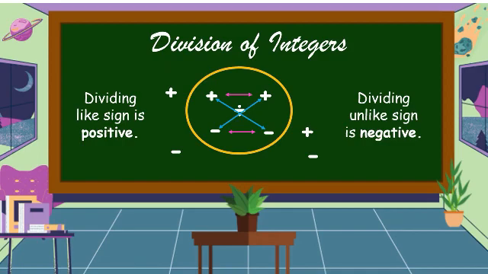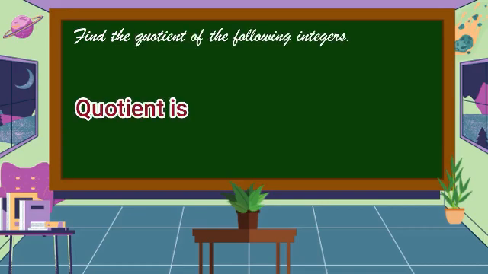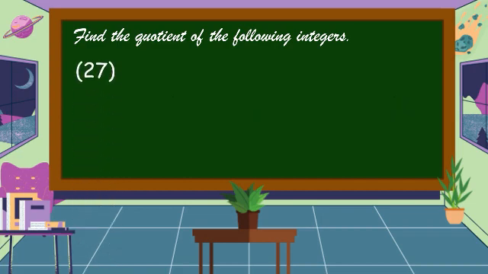Division and multiplication of integers are having the same rules in sign of numbers. Now, let's find the quotient of the following integers. When we say quotient, it is the answer of division. So, positive 27 divided by negative 9. So, let's divide the number 27 by 9. So, 27 divided by 9, the answer is 3. Positive divided by negative, the answer is negative. So, our answer is negative 3.